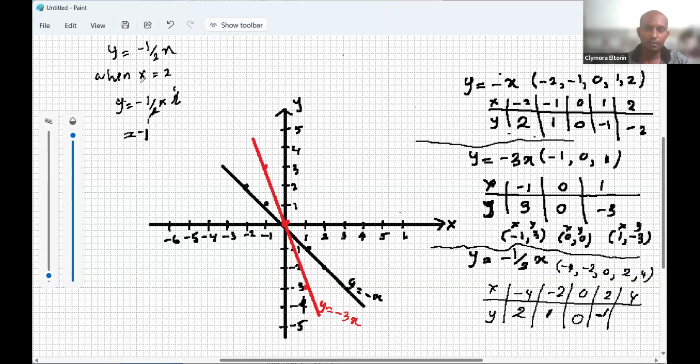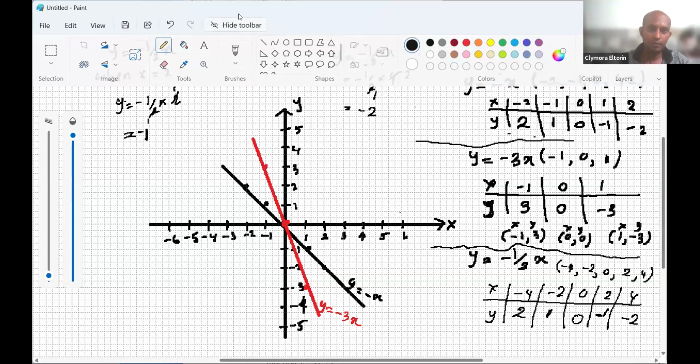What's the other one? y equals minus half x. So minus half into 4. 2 times 1, 2 times 2. What is it equal to here? Minus 2. So here, minus 2.